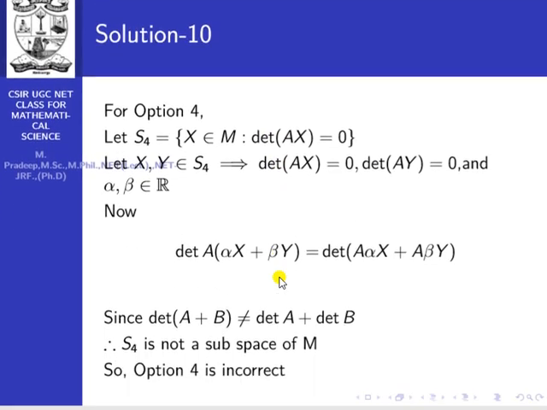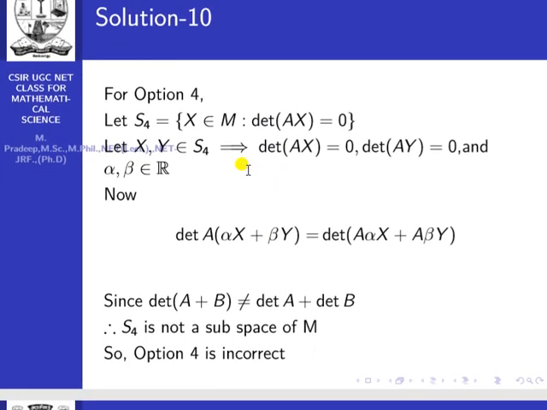The final one, x belongs to M, I will name it S4. x belongs to M, determinant of Ax equal to 0. So if you take x, y belongs to S4, that is determinant of Ax equal to 0, determinant of Ay equal to 0. I will choose alpha, beta belongs to R. So determinant of A into alpha x plus beta y, determinant of A alpha x plus A beta y.